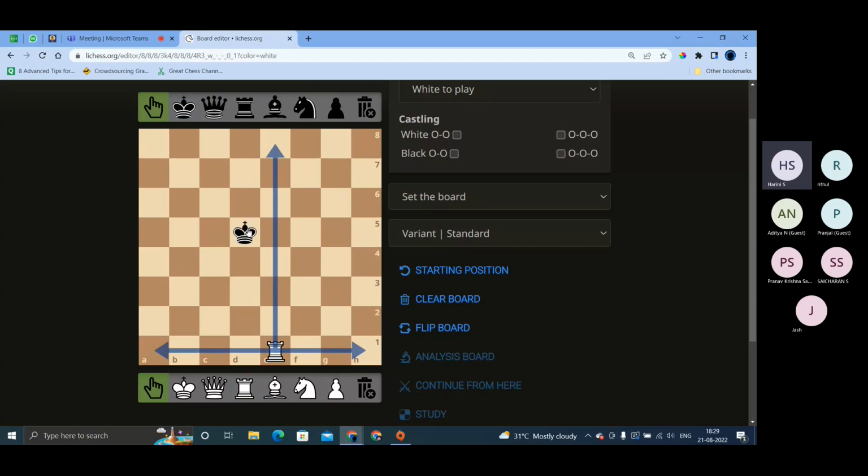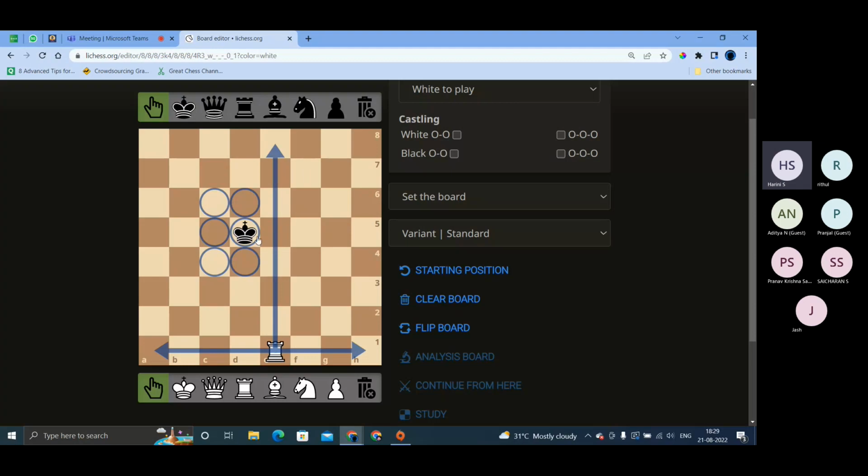So now let's look from the king. He can generally move to these squares, but these three squares are controlled by the opponent's rook. This rook is controlling 1, 2, and 3. So now the king is restricted. Now the king can only move here. It cannot go here. It is against the rules to go to these squares.